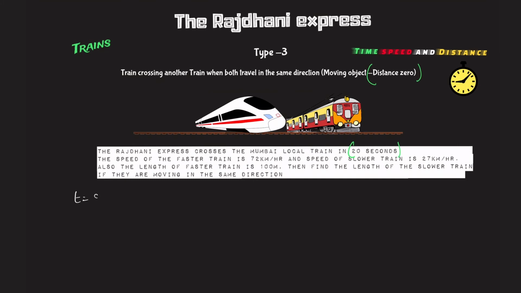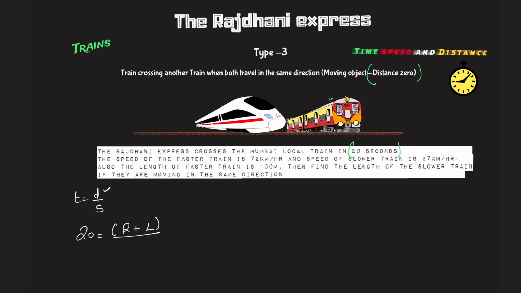Time is equal to what? Distance upon speed. Time is given to me as 20 seconds. In this 20 seconds, distance traveled, as I just rightly pointed out, is the length of Rajdhani plus length of the local train, divided by the speed. But both of them are moving right now, and that is where relative speed comes into the picture.